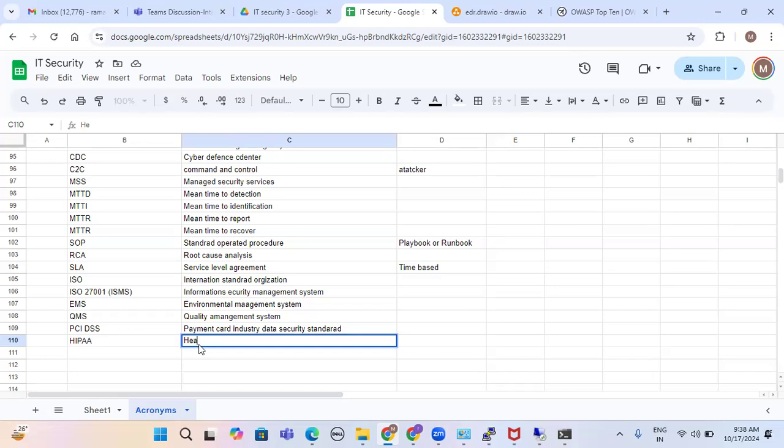Health Insurance Portability and Accountability Act.